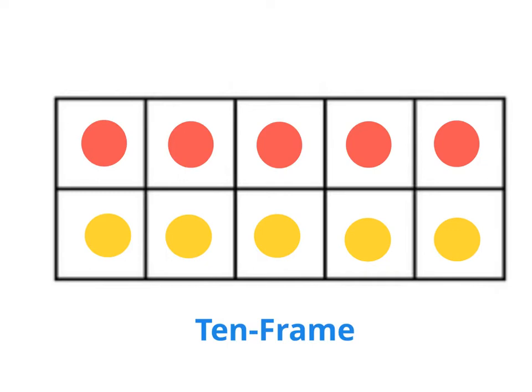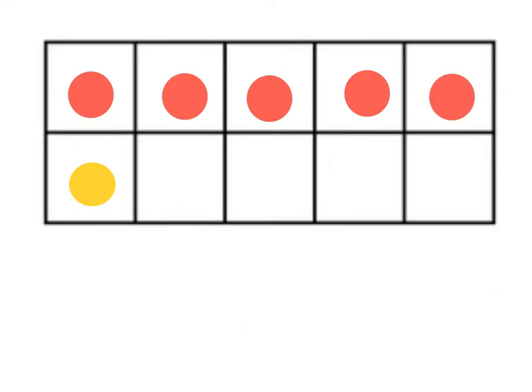And how many counters are on the 10 frame now? Hopefully you remember that there are 10 because we don't need to count one by one when the entire 10 frame is full. How many counters do I have on the 10 frame now? Let's count it together. 5, 6.